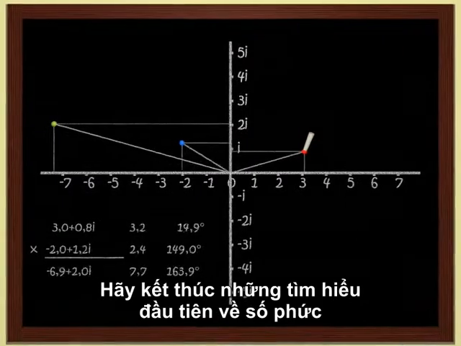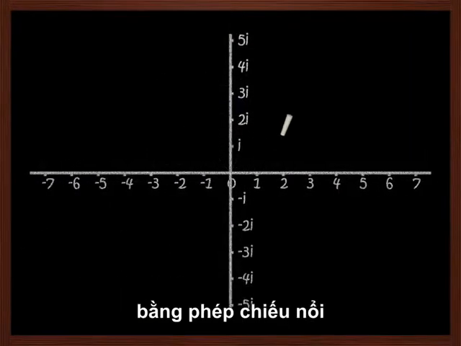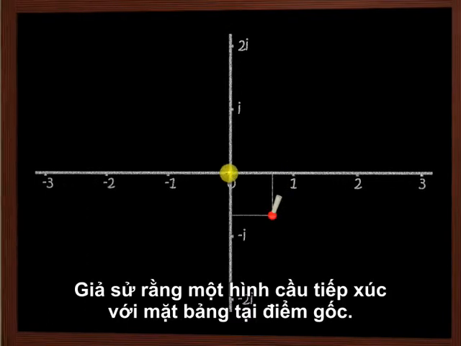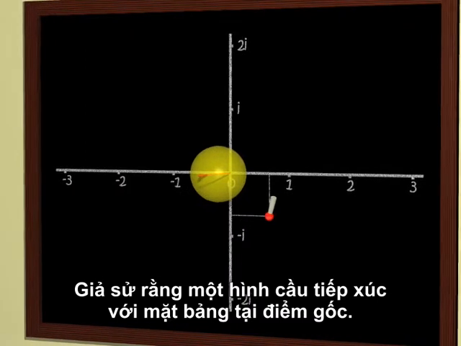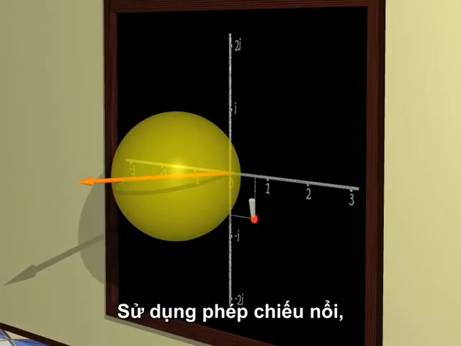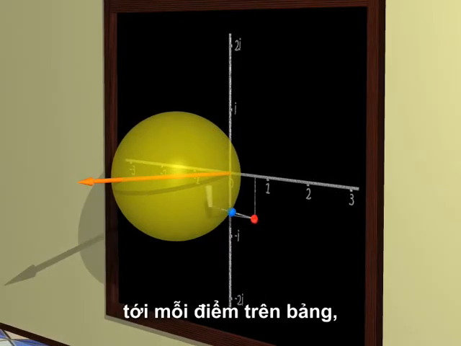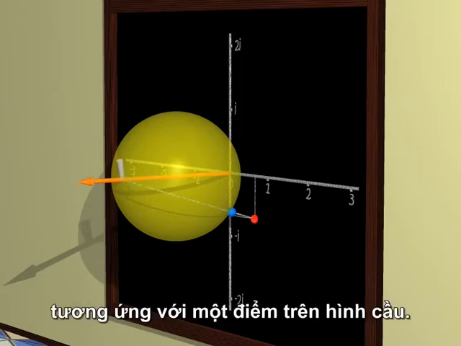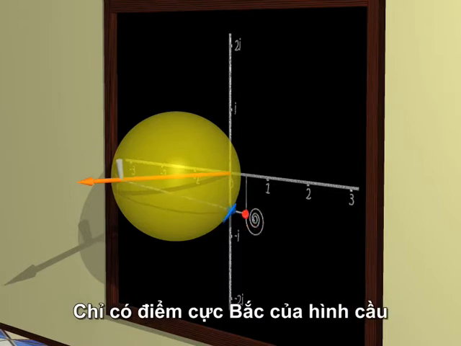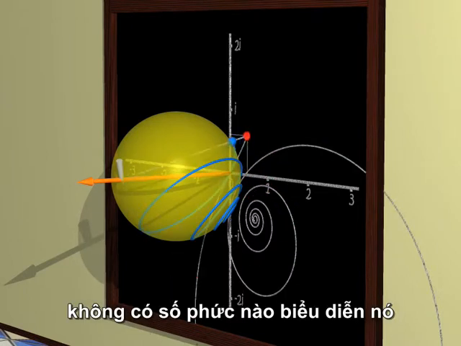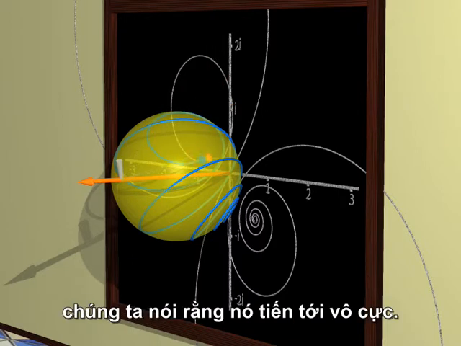Let's finish up our first encounter with complex numbers with the stereographic projection. Consider a sphere tangent to the board at the origin. Using stereographic projection, to each point on the board, that is, to each complex number, corresponds a point on the sphere. Only the north pole of the sphere, I mean the pole from which I'm projecting, has no complex number associated to it. We say that it corresponds to infinity.